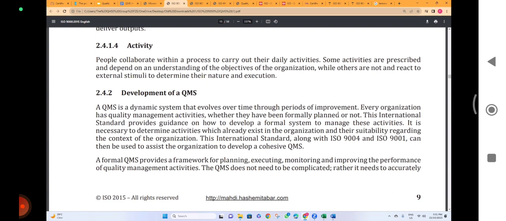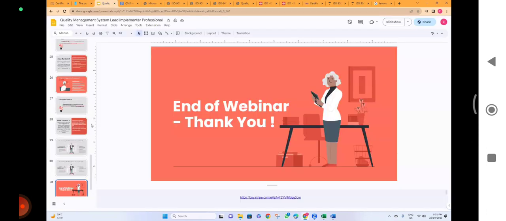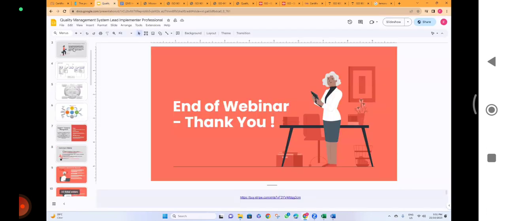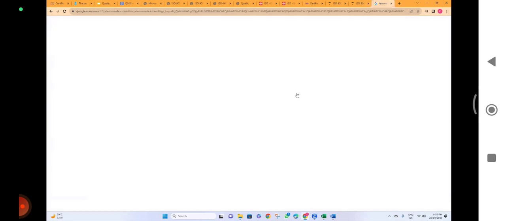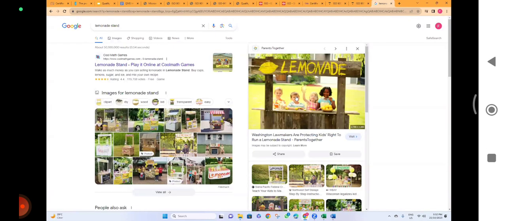So please make sure that before you do anything, every organization has quality management activities. What are these quality management activities? You ask. These quality management activities, even yourself, you have them. This is what you do in order to meet customers' needs and expectations on a constant basis. Think of a lemonade stand. If a lemonade stand has got quality management activities, you also have these quality management activities.